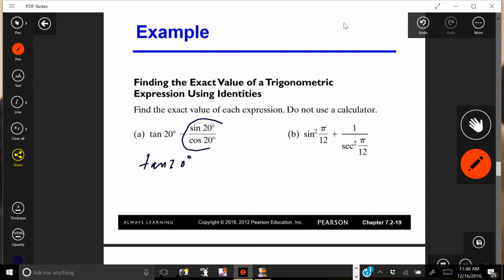We know that sine over cosine is equal to tangent. So this is going to be tangent of 20 degrees. So tangent of 20 minus tangent of 20 is equal to 0, so that'll be the answer.